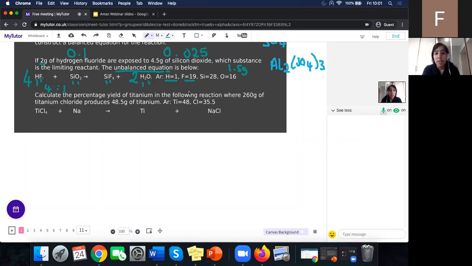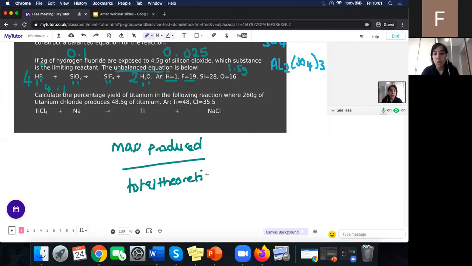Good. Actual mass divided by the predicted or theoretical mass is the equation for percentage yield. So yeah, it's the mass produced. So that's the mass that you produce in, for example, a classroom, divided by the total theoretical mass. So remember, whenever we do these questions, we calculate a total theoretical mass and then we multiply it by 100.